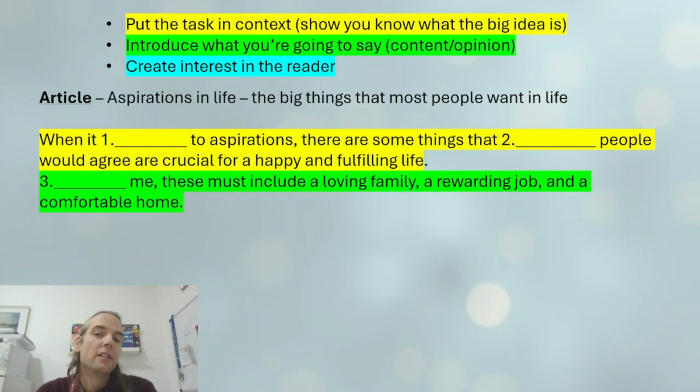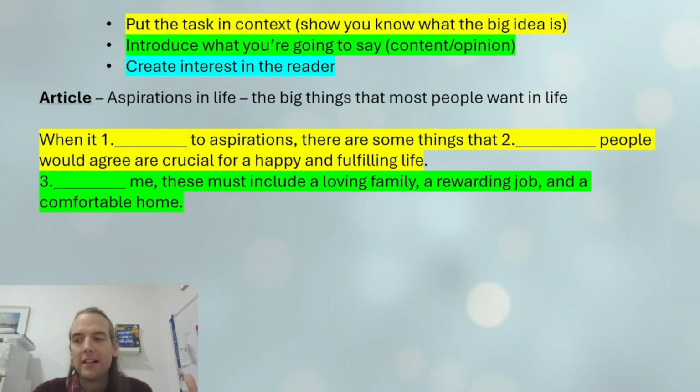These must include a loving family, a rewarding job, and a comfortable home. Boom, three things I'm going to talk about in 6 words. That's efficient. That's what we want to do. So again, in my own words, I'm saying what I'm going to talk about without saying I am going to talk about. That's a bit redundant, isn't it? Obviously, you're going to talk about it.